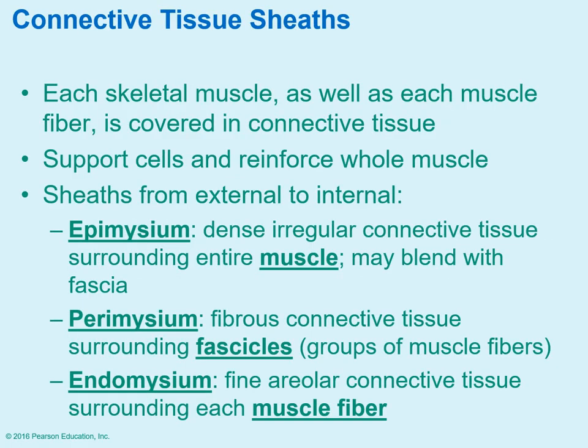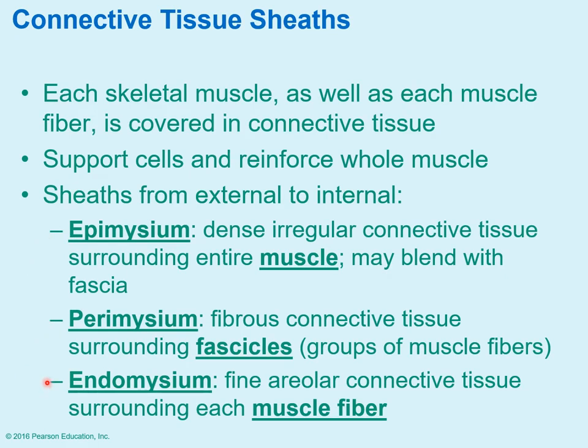As I said, connective tissue is going to be involved because you have these different layers of sheaths or coverings around the muscle. What are they there for? Well, they help to support the cells. They help to reinforce the entire muscle. There are three different layers: the epimysium, perimysium, and endomysium. Now, some of these prefixes may look kind of familiar to you, like the epi and the peri and the endo. When you see these, and you're going to see them again with the nervous system, epi is always going to be the outermost, peri is the middle, and then the endo is the innermost one.